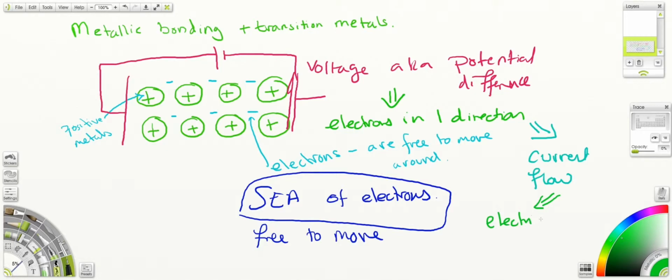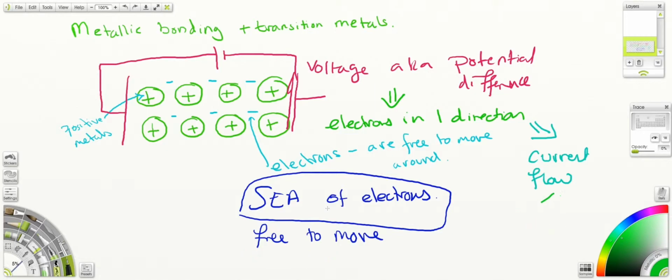So we know now that metallic bonding and metals can conduct electricity, and we know why now. It's because they have these free delocalized electrons that are able to move. Delocalized electrons is another way of saying that they are free to move, and we describe it as a sea of electrons. So that's one of the properties of metals, that they can conduct electricity.